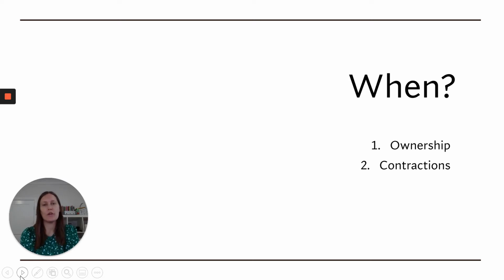The first one is when you want to show ownership of something. For example, this is my friend's pen. Then you'd put an apostrophe because it belongs to them. And the other time is when we have contractions, where we're bringing two words together and removing some letters. When we do that, we use an apostrophe to show that we've removed some letters from those words. Let's have a little bit more of a look at those.